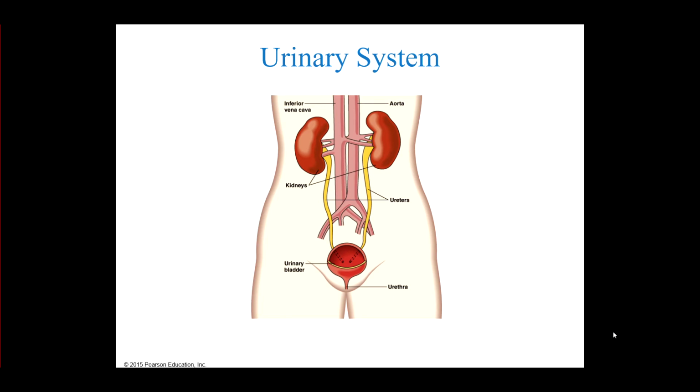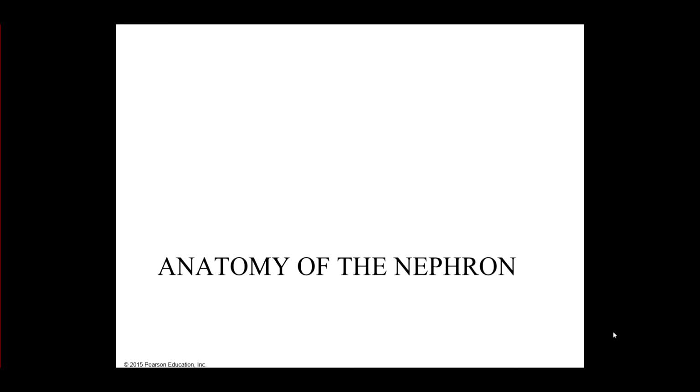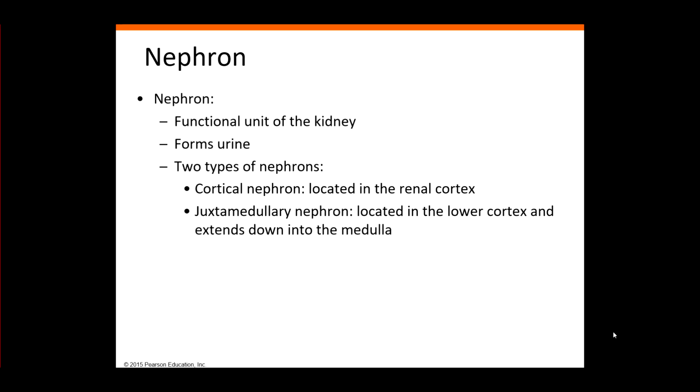In this lesson, we'll continue our discussion of the urinary system by taking a look at the anatomy of the nephron. We can think of the nephron as the functional unit of the kidney. This is the structure that is going to form the urine. Now, there are different types of nephrons based on their locations, and they have a couple of structural differences.